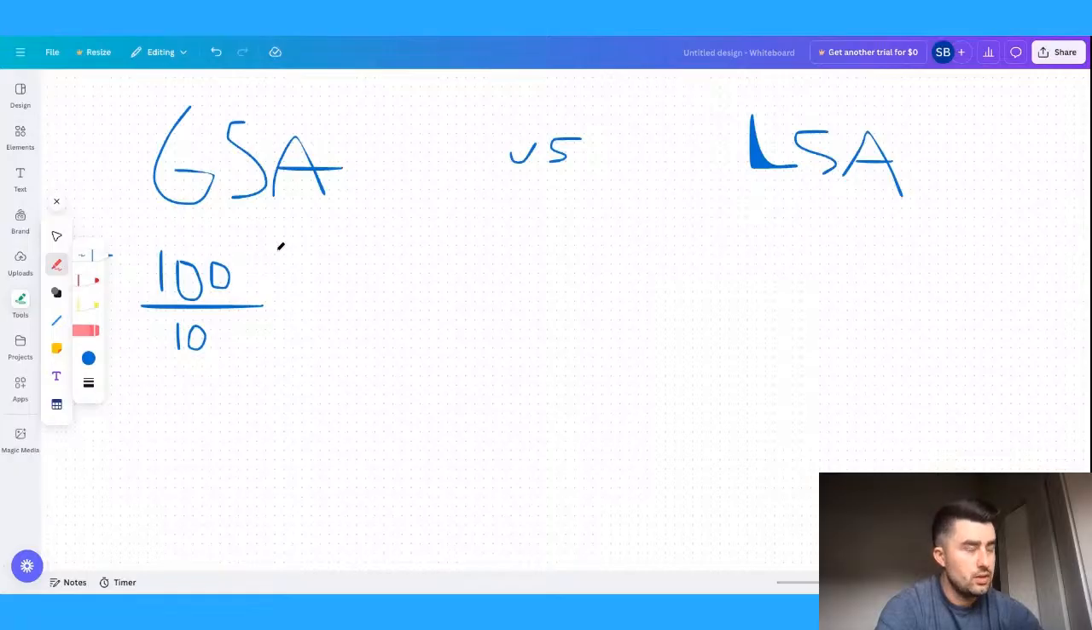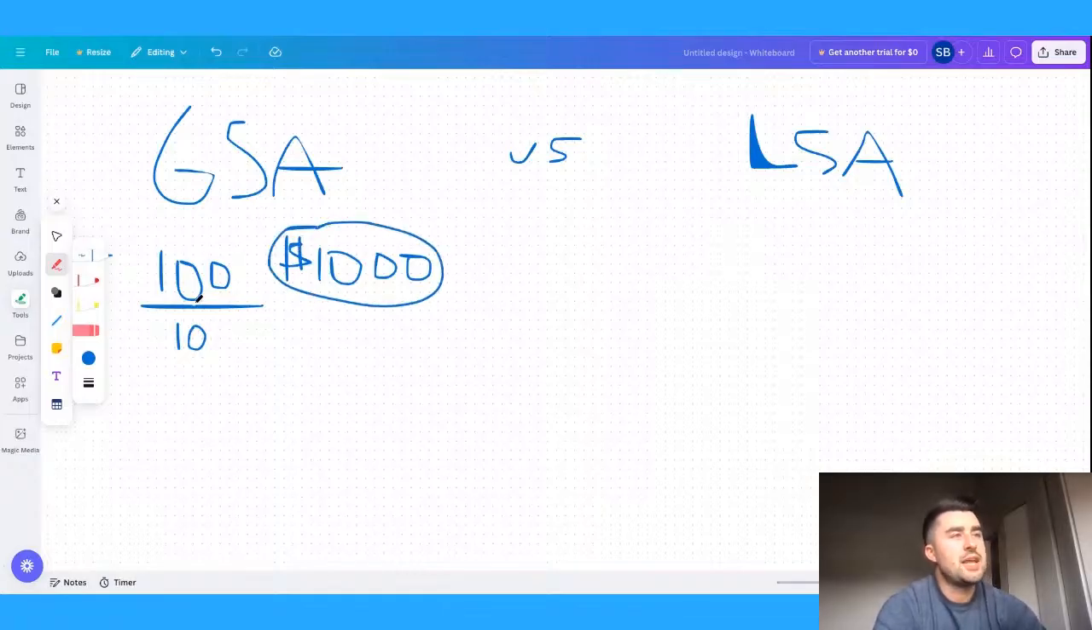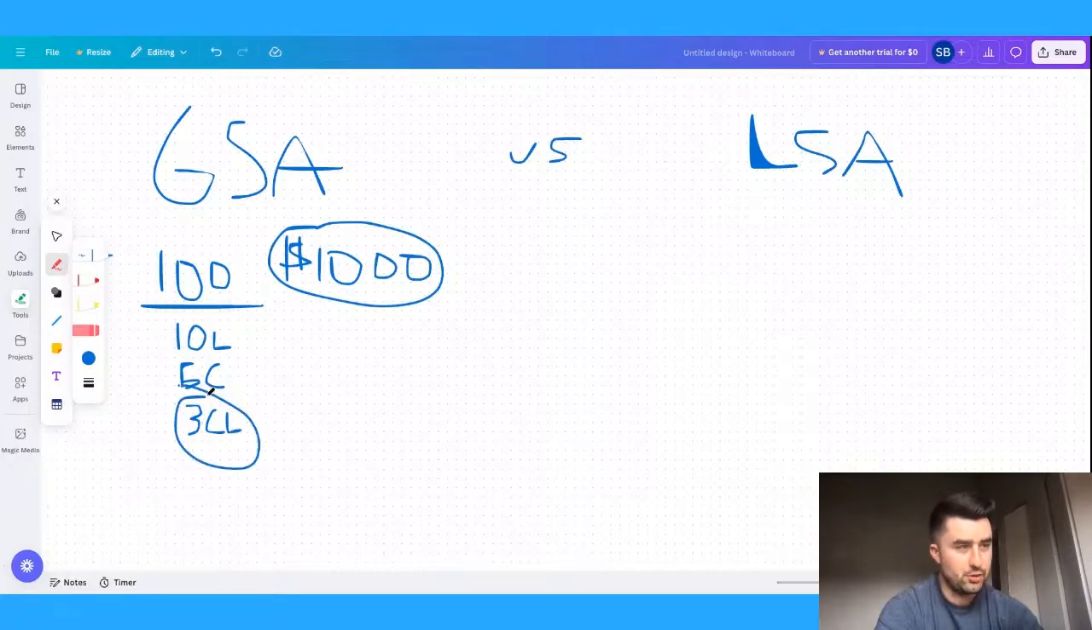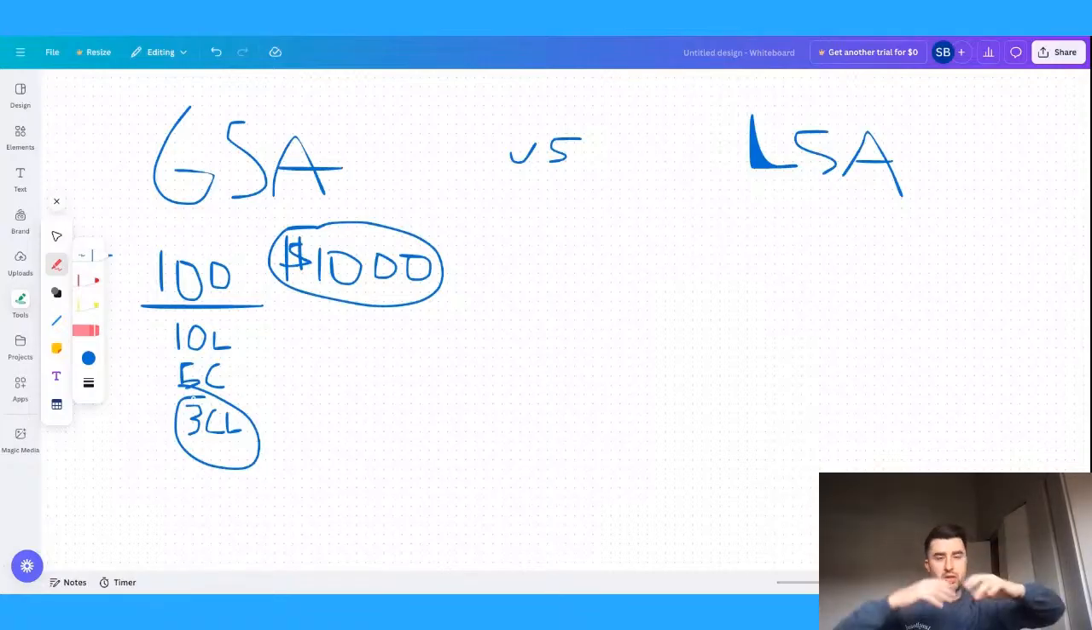Now, the other thing to consider is let's also say that there was a $10 cost per click out of this. So 100 clicks times 10 is 1,000. So we spent $1,000 here, right? And let's just say we were able to get 10 leads. Of this, maybe we were able to book 5 calls. And let's just say we were able to get 3 new clients, right?